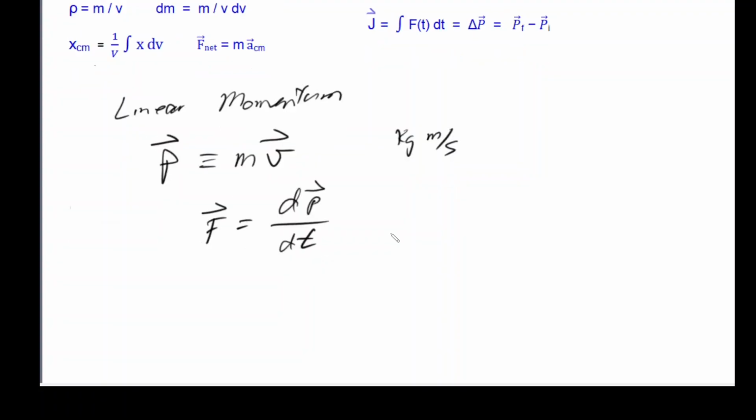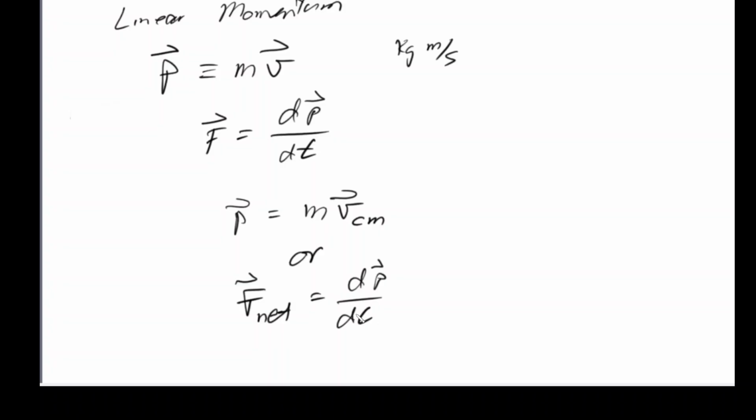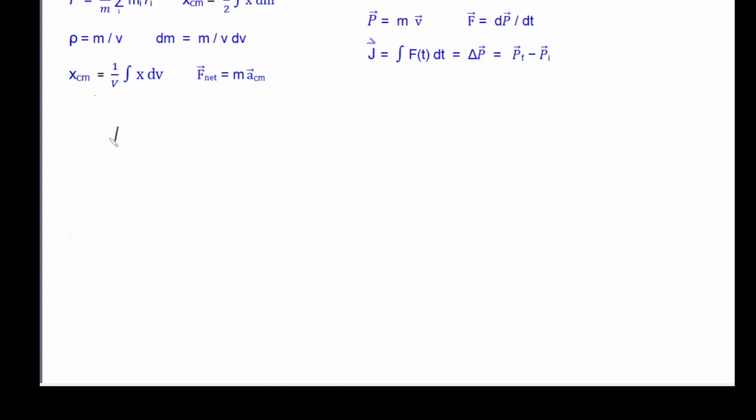So for a system of particles, momentum is equal to mass times the velocity of the center of mass of that system. Because again, we assume that all the forces and movements work on the center of mass. Or you can write that the net force on a system of particles is equal to the change in momentum over the change in time. Now we'll look at impulse and collisions.